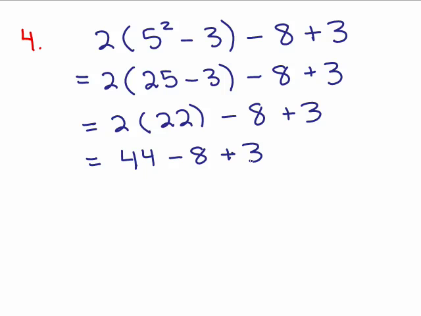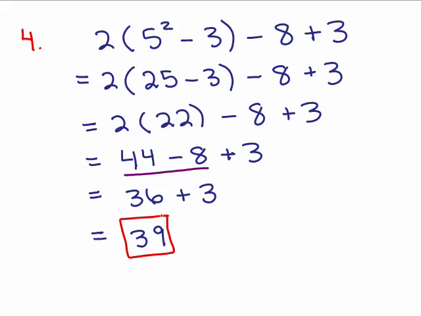And here's where people make a common mistake of adding 8 plus 3. But in this case, as you look from left to right, there's a subtraction before there's an addition. So you need to do your subtraction first. In the order of operations, you do all addition and subtraction as it occurs from left to right. So we have to do 44 minus 8, which is 36, and then add 3. So notice you must do that subtraction first. So we get 36 plus 3 is 39. And that's the correct answer to this problem.